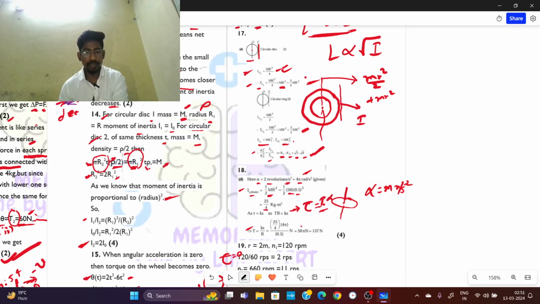The tension of the string, if you follow this formula, Tr equals I into alpha, that means torque. So Tr equals torque, therefore you can get T equals torque by R. Torque was I alpha, which means 25 by 4 into 4 pi, and R is the radius. If we calculate this, you will get 157 Newton. Therefore the tension on the wire is 157 Newton.